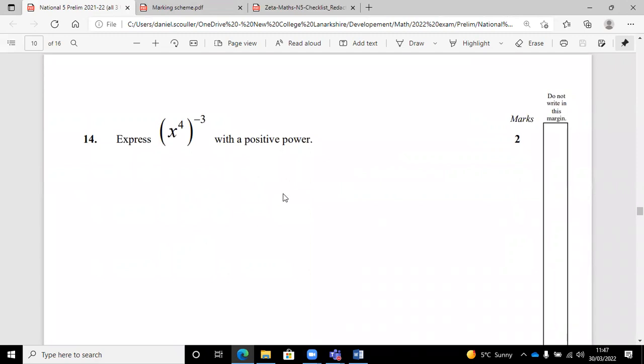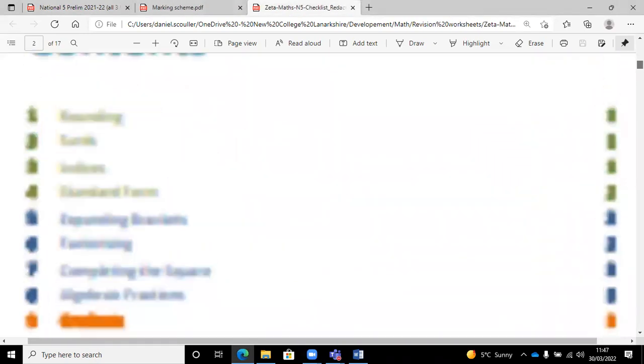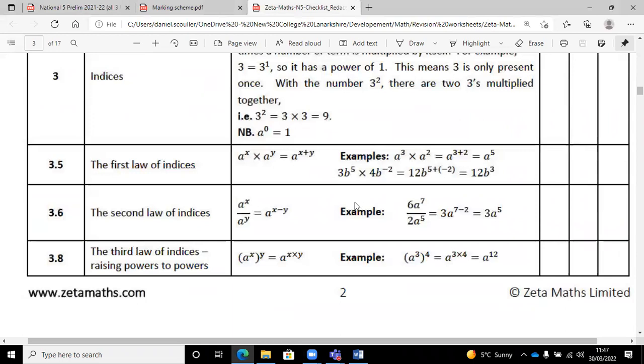Question 14 should be a nice, quick, easy one. It's just your rules of indices. We'll say, okay, so section 3.8. Section 3.8, your indices rules. Okay, this one here. Most people did the first bit, okay, and then didn't really understand what it meant by leave with a positive power.